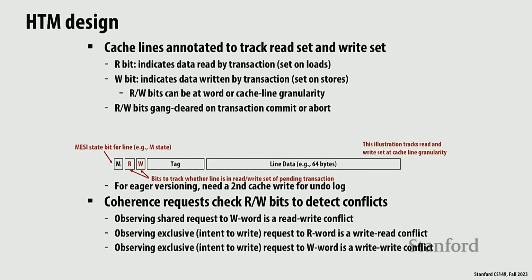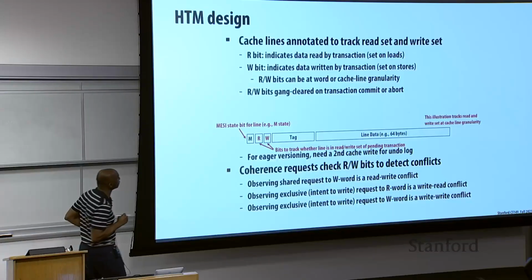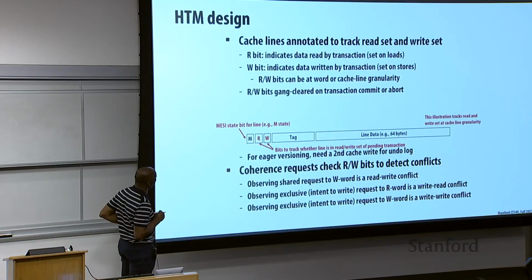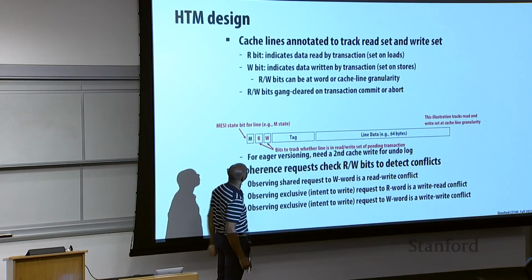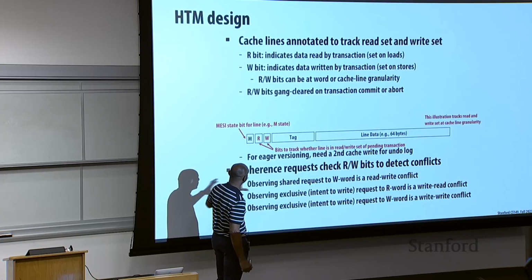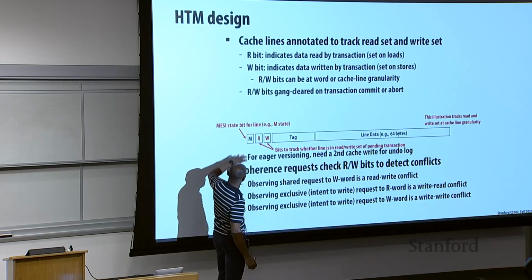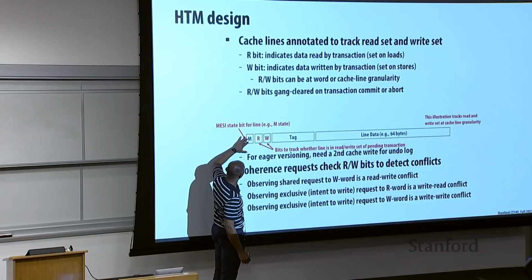All right, so let's look at a hardware transactional memory design. So what we're going to do is we are going to enhance our metadata on the cache line, right? So we're going to add, for each cache line, we've got our MESI state bits, right?